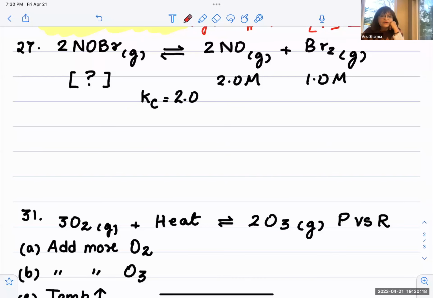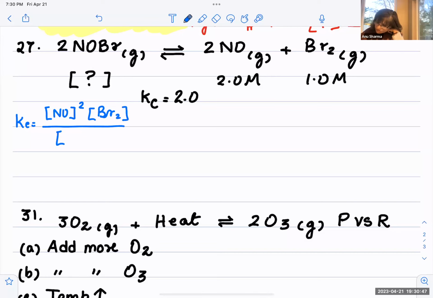Next, find the concentration of NOBr when you are given the concentrations of the two products, nitric oxide and bromine, and the value of Kc. Same story, you write down Kc is equal to the concentration of NO raised to the power 2 times the concentration of Br2, over the concentration of NOBr raised to the power 2.